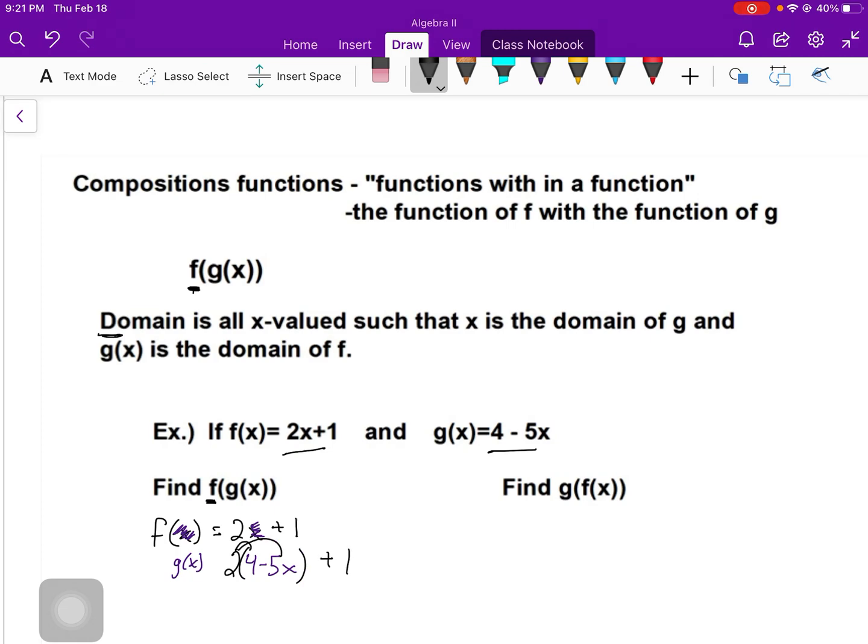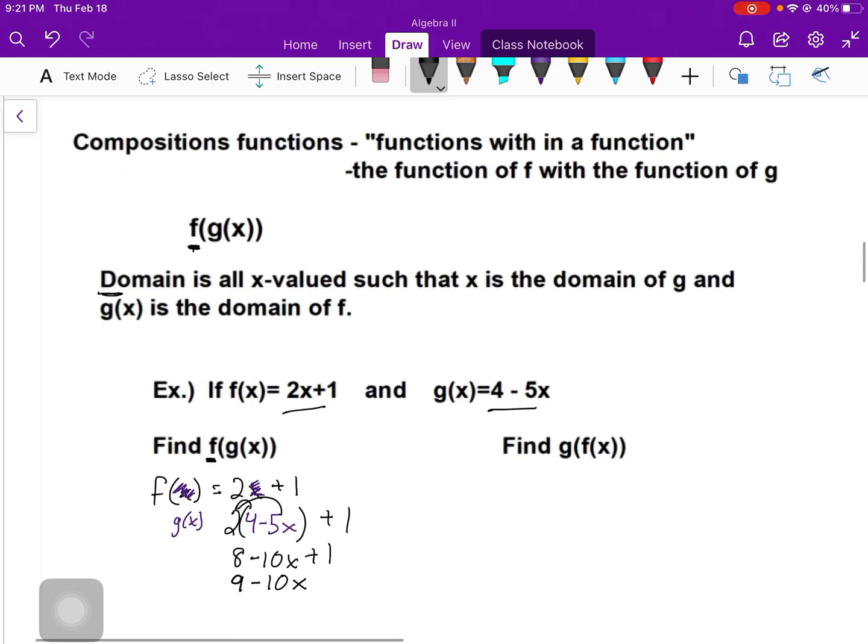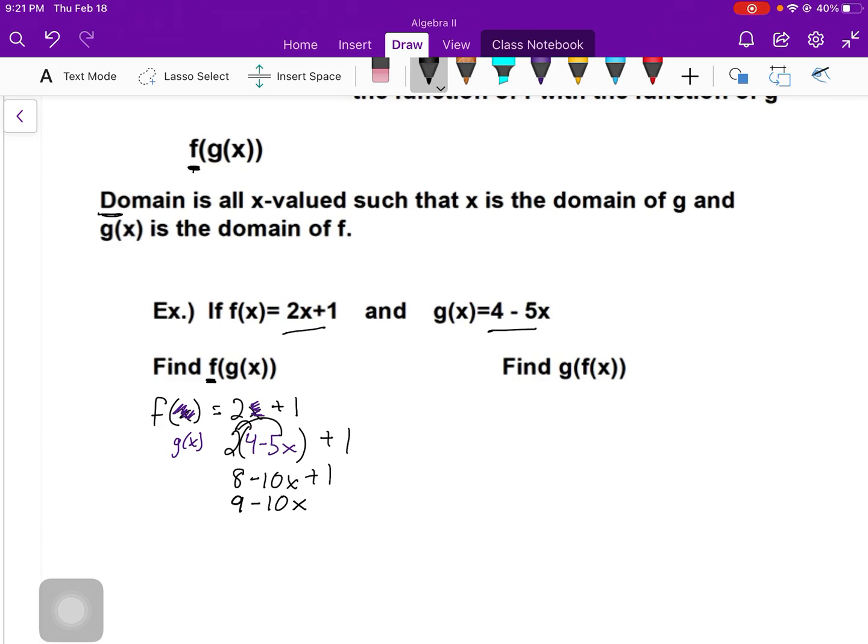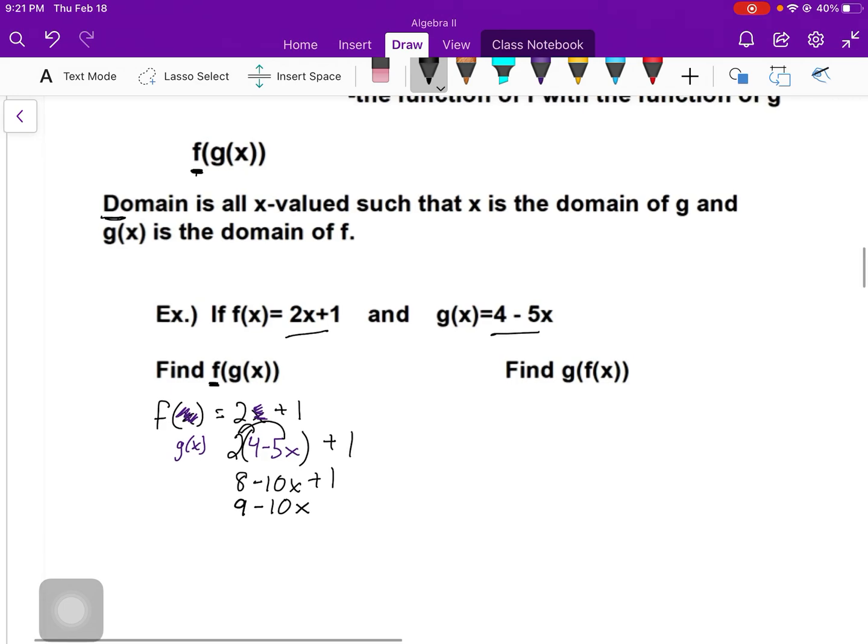If you remember systems of equations, this is a lot like substitution. The only thing is I'm not working my way to getting x equals, say, 5. I'm going to come up with a new function. So 2 times 4, 8, minus 10x plus 1. Got a couple like terms, so I can go 9 minus 10x. Okay, so that's what f of g of x is. And that's how you would read it. F of g of x.